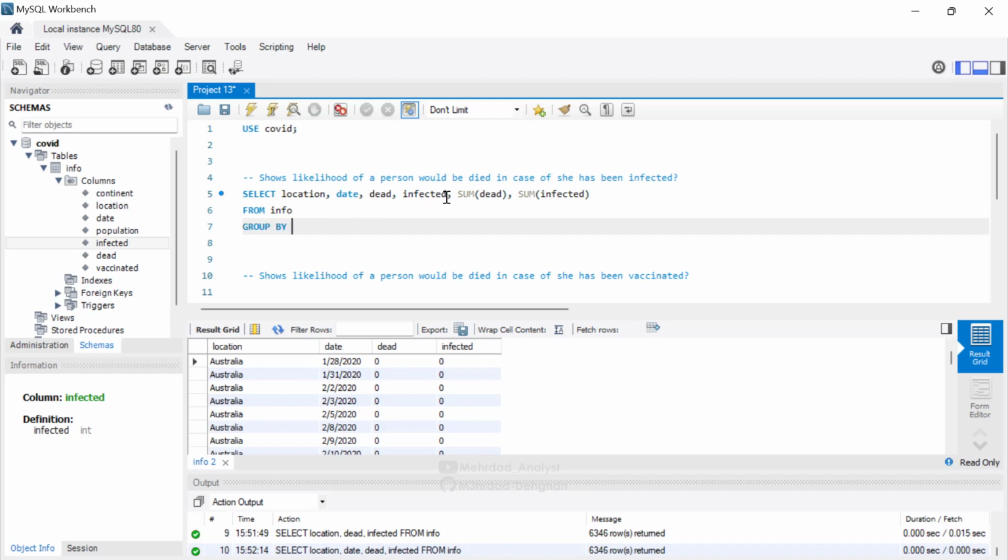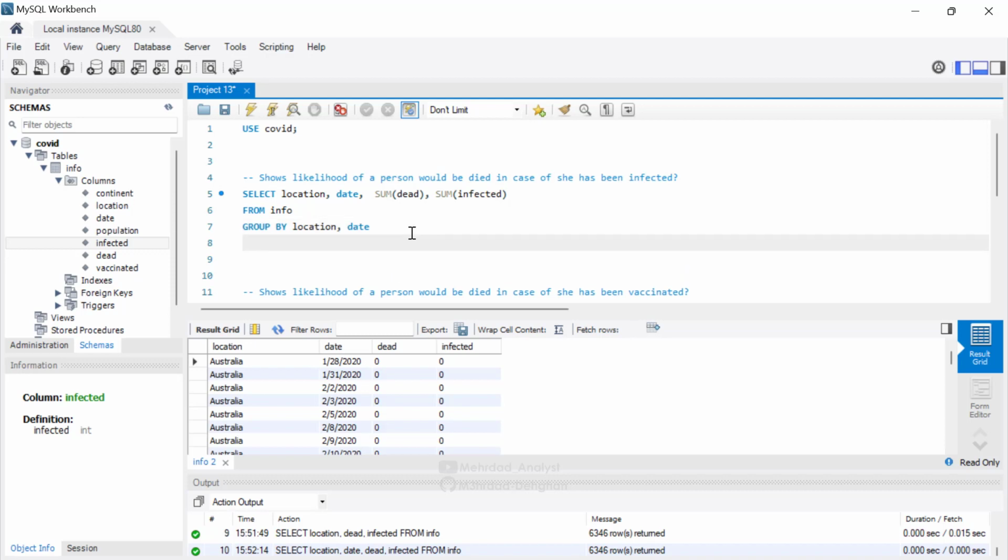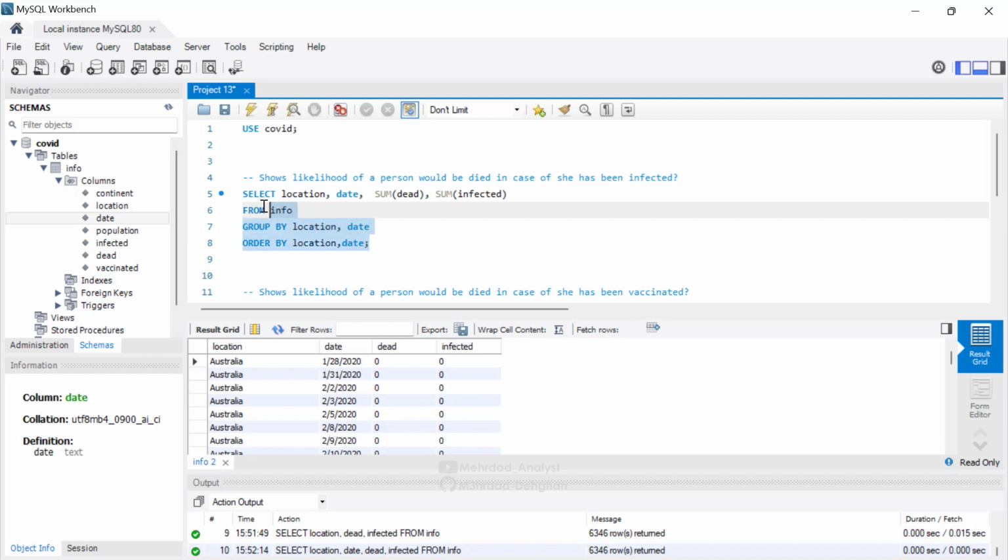by. Because I have a sum, I don't need the infected and dead, just date and location, group by this, and I want to order the data based on the location and date. So let's see the data so far.